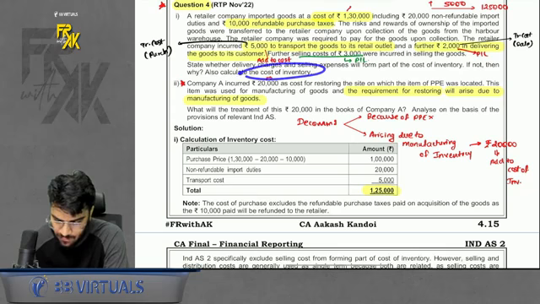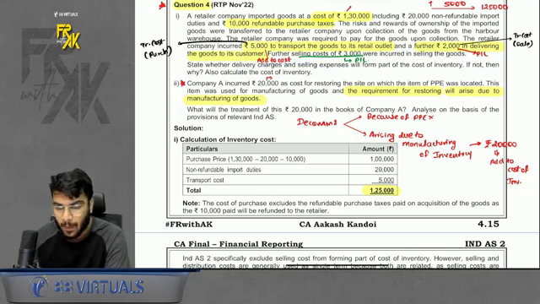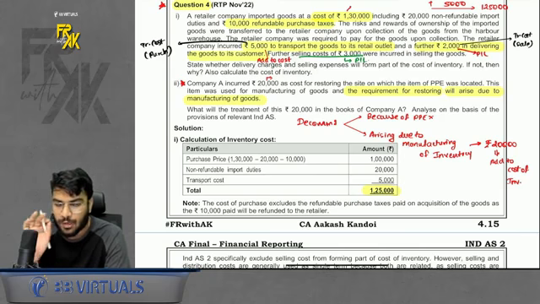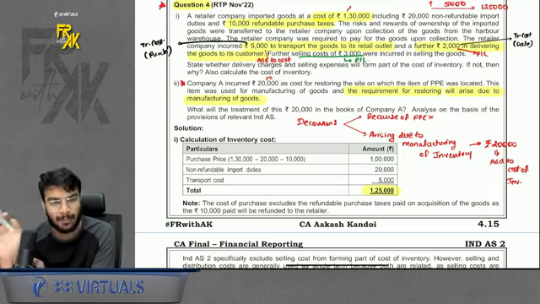They have asked the cost of inventory and a little bit of reasoning. Just give it simple. Point number 2. Now there is a point of decommissioning involved here. So basically, what is decommissioning? We learned that in Ind AS 16 PPE. Whatever the amount of decommissioning is there, we add it to the cost of PPE, normally at present value.